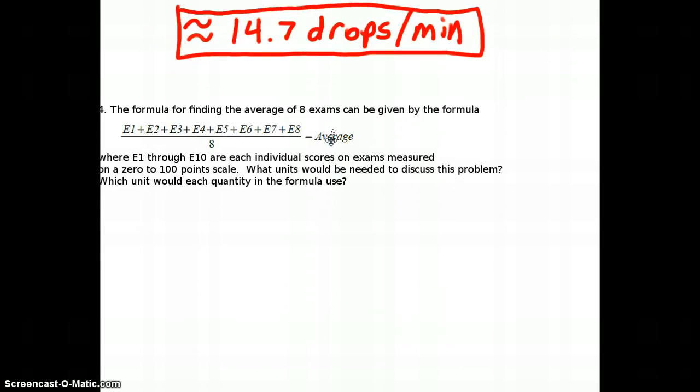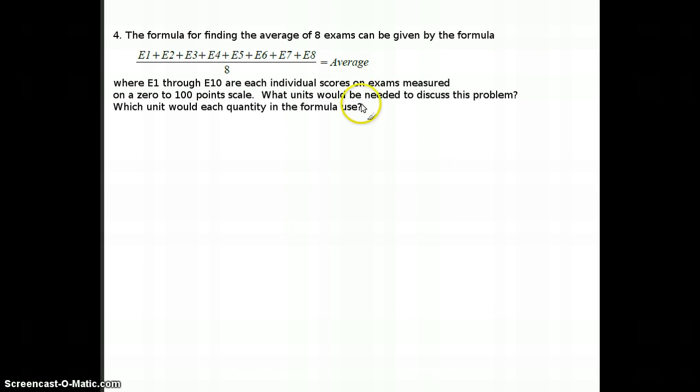Now, looking at problem number 4, here they give us the formula for finding the average of 8 exams in a given period. If you notice, they actually say E10. Originally, when we wrote this formula, there wasn't enough room to fit all 10 exams, so I just shortened it to 8. So ignore this typo with E10 for a moment and just say where it says E1 through E10 are individual exams that are measured on a 0 to 100 points scale. That immediately tells me that all of these exams, E1 through E8, are measured using points. And it wants to know what unit would be needed to discuss this problem.